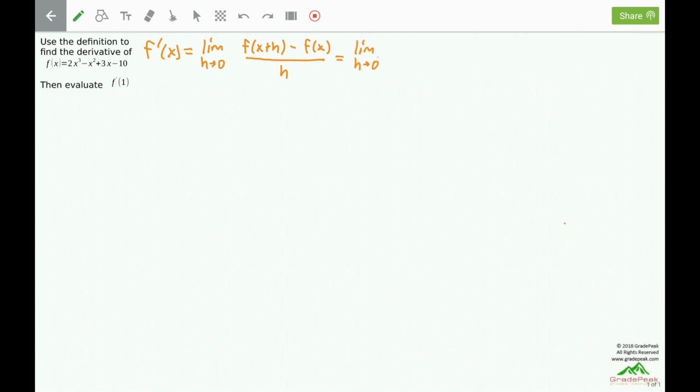The next thing to do is to figure out f of x plus h, which means to take f of x and replace all of the x's with x plus h's. In parentheses, that means we will have, instead of 2x cubed, 2 times the quantity x plus h, cubed. Instead of minus x squared, we will have minus the quantity x plus h, squared. Instead of 3 times x, we'll have 3 times x plus h, and then we'll have minus 10.